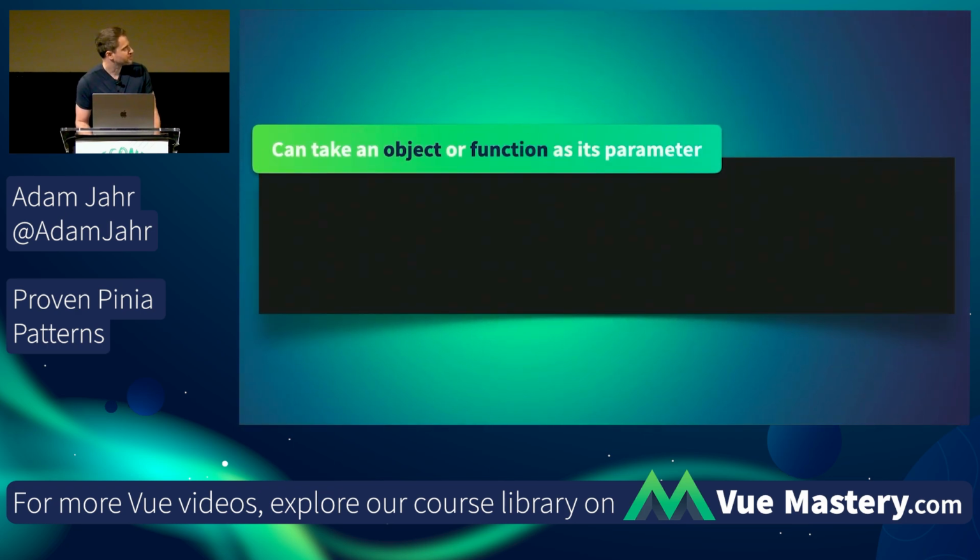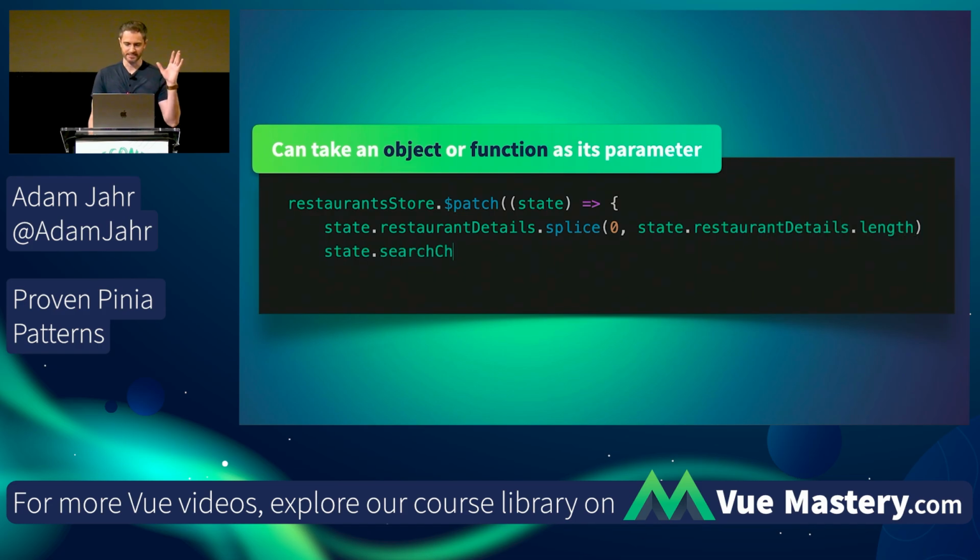Additionally, something useful to note about the patch function is that it can take in an object or a function as a parameter. So if we, for example, have state that is an array, we can use JavaScript array methods on it to update that state in a more nuanced way.